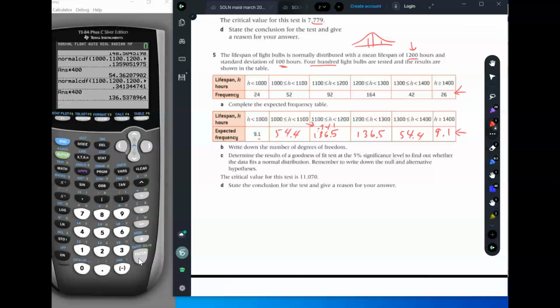B, write down the number of degrees of freedom. That's easy. You just count the number of elements, 1, 2, 3, 4, 5, 6. You subtract 1, and that gives you 5 for the degrees of freedom. That's a free point on the exam.